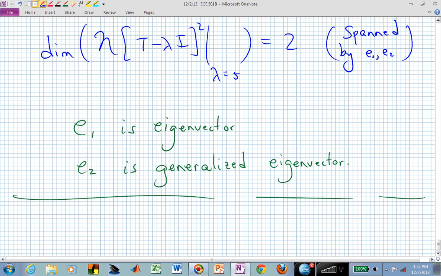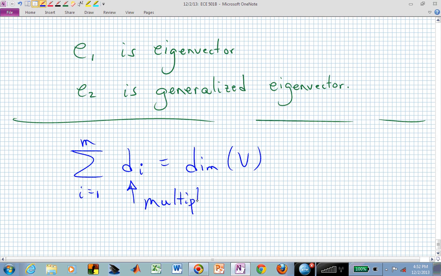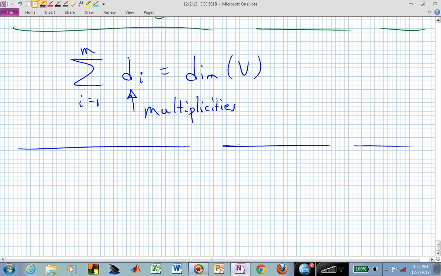In general, if we summed all of these d's, if we had multiple eigenvalues, lambda 1, lambda 2, up to lambda sub m, and we have d sub 1, d sub 2, the multiplicities of those, if we summed all of those, that's going to give us the dimension of our underlying subspace V. So the sum of these multiplicities, the d sub i's. So that's the topic of generalized eigenvectors.